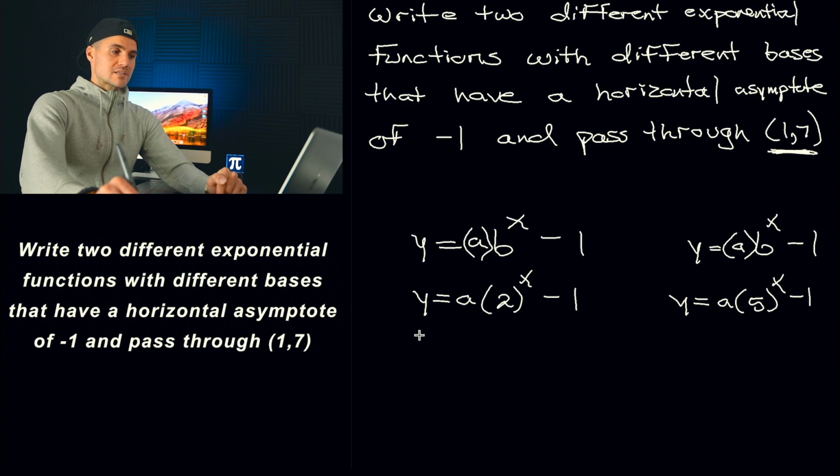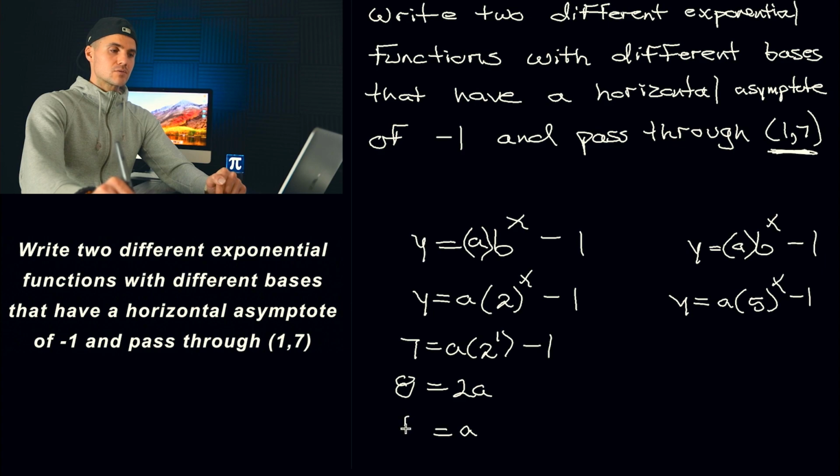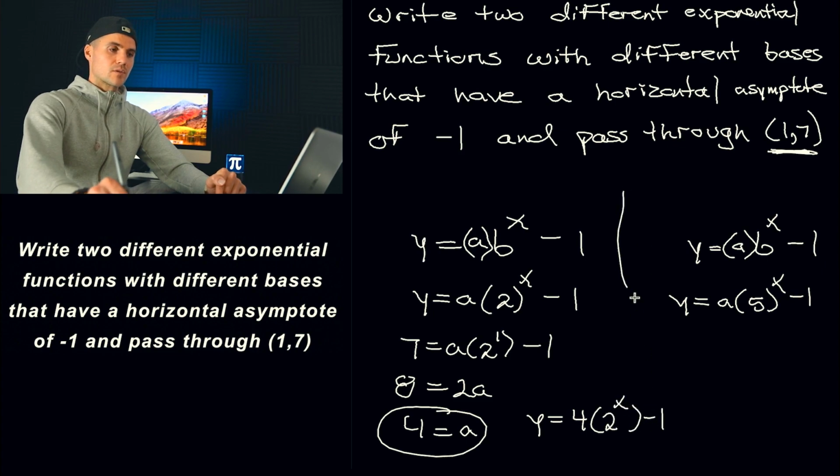So if I plug in (1, 7), I'll have 7 equals a times 2 to the power of 1, minus 1. Bring this over. 8 equals 2a. So a is equal to 4. So one of the equations would be y equals 4 times 2 to the power of x, minus 1, right?